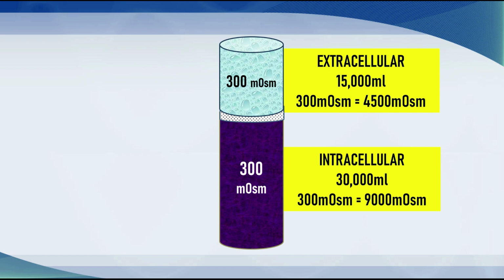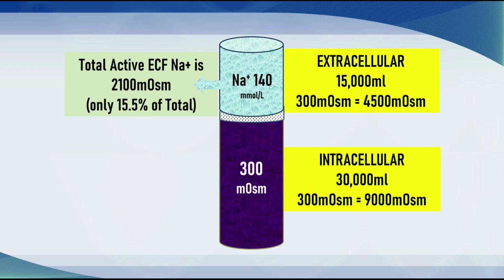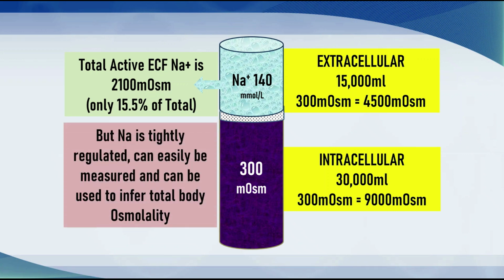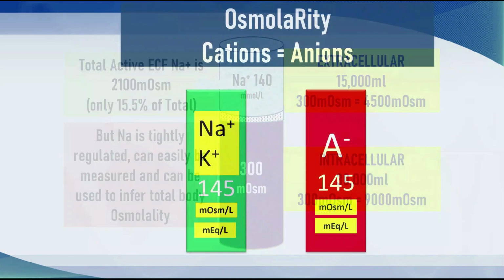The total active extracellular sodium is only 15% of the total. That is 2,100 milliosmoles. But because sodium concentration is so tightly controlled by the body and it can be easily measured, it has traditionally been used to infer and calculate total body osmolality. Nevertheless, remember, sodium is just one of several osmotically active particles, and they're all important. And in some ways, sodium has been given outsized importance just because it's the most abundant particle.